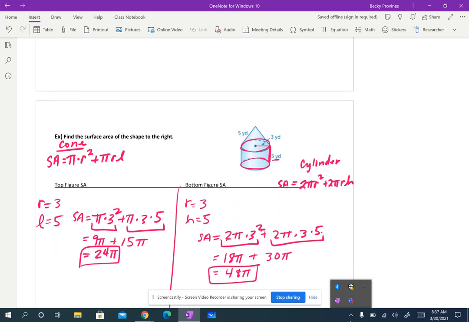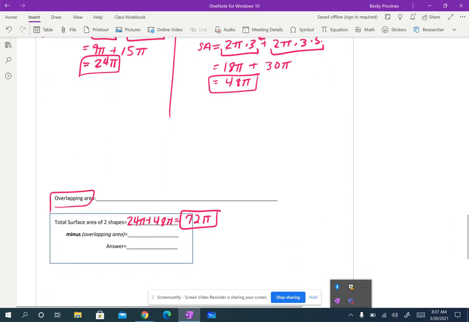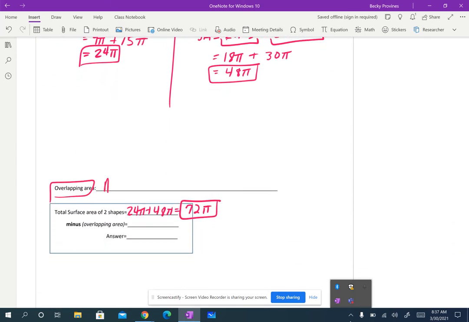Now we have to find this overlapping part. So when you go back to this diagram, the overlapping part is going to be the circle here on the cone and the top of the cylinder. So it's the formula for a circle. And there are 2 circles that are touching. So the formula for the area of a circle is pi radius squared.